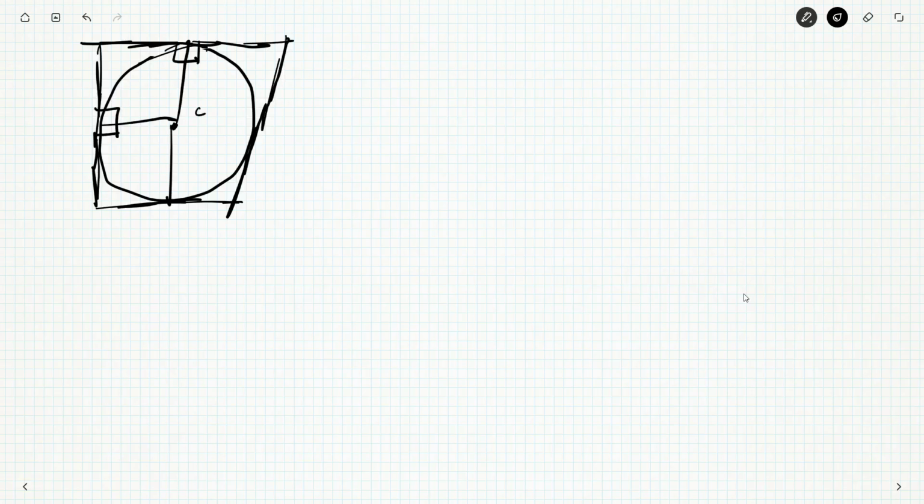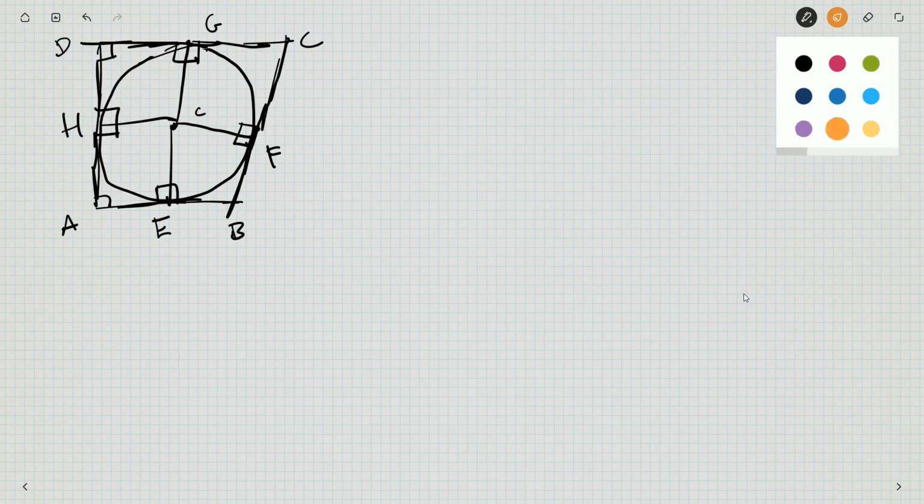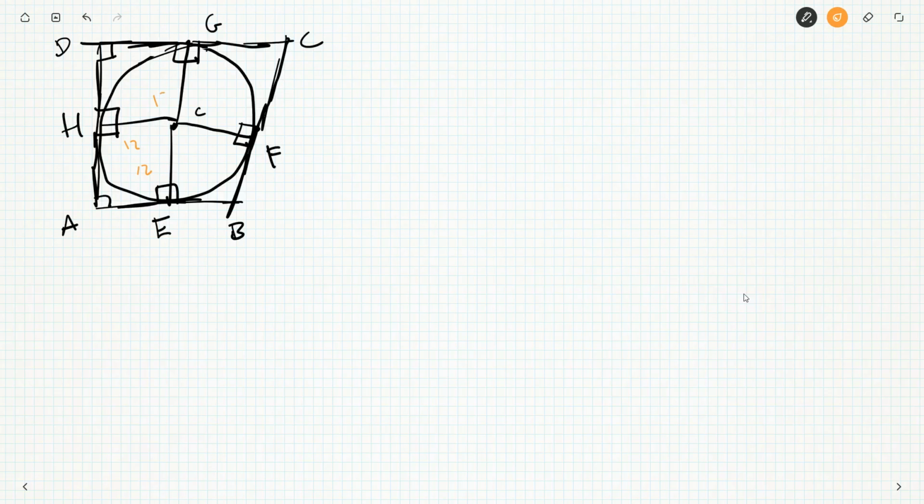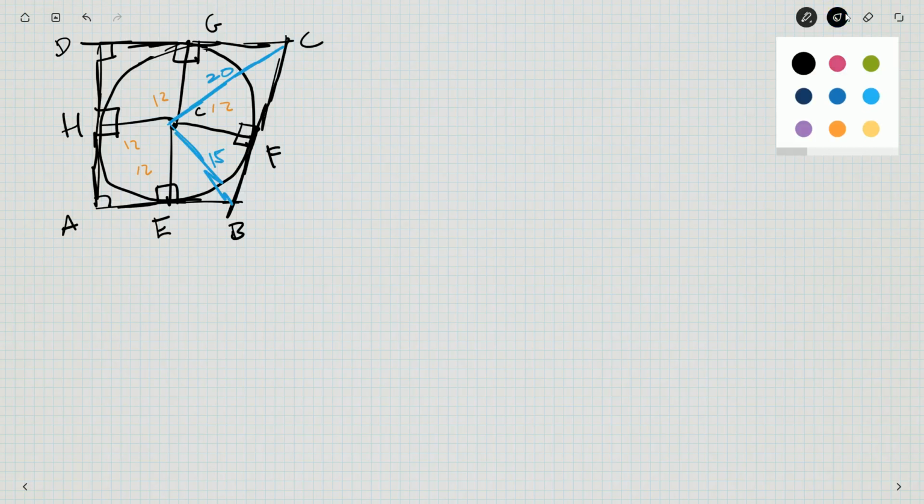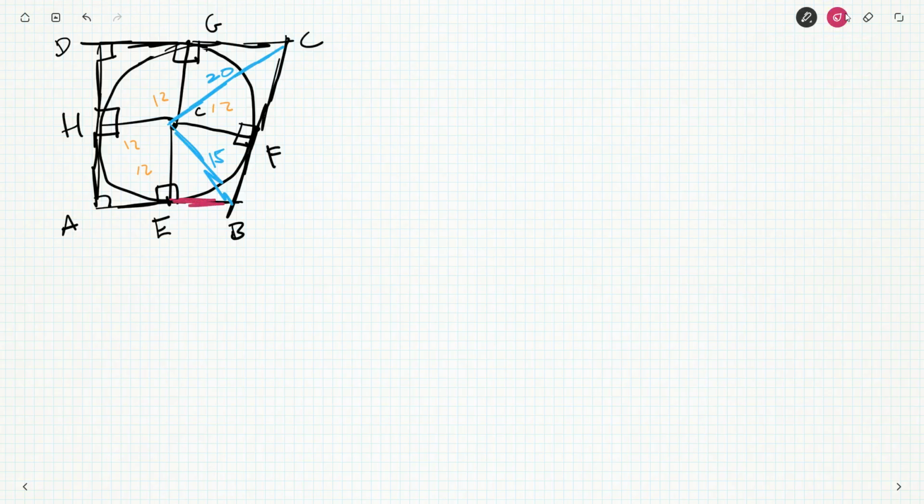And what did they tell us? We have right angles here. Right angle there, and it went A, B, C, D, E, F, G, H. So that's everything that they have told us. We have some 12s. And what else have we got? OC is 20 and OB is 15. So one thing I'm noticing here is I've got some right angles. BEO is a right angle.